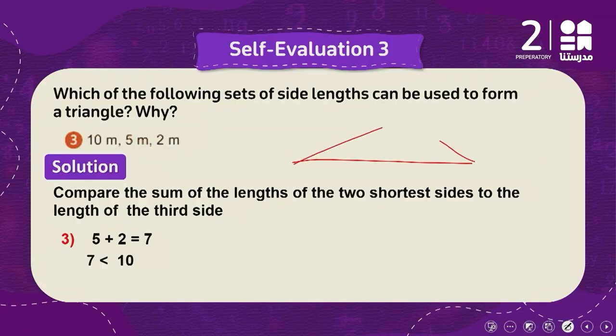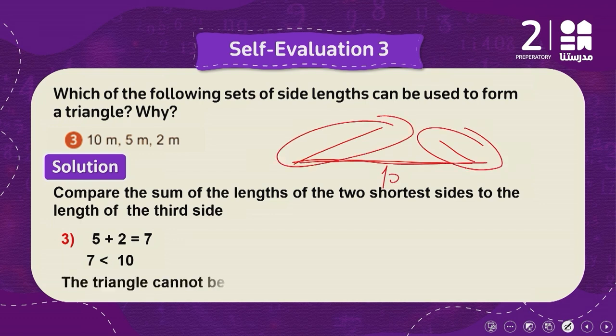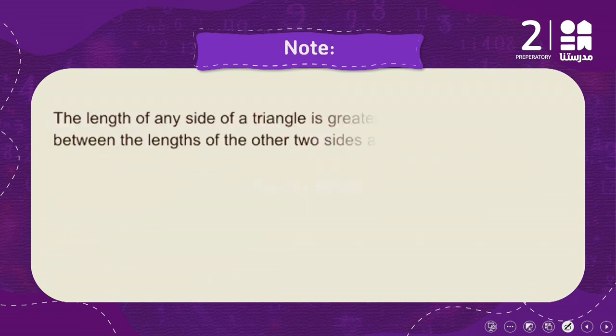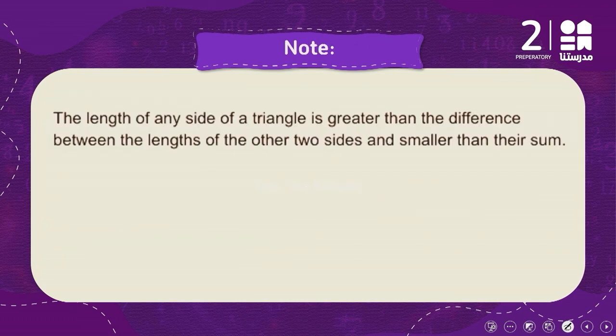If you draw 2, it will be like this one. You can't close a triangle because we have 10 here, which is very tall compared to the sum of these two. So you can't draw any triangle using these three sides or three lines. The length of any side of a triangle is greater than the difference between the lengths of the other two sides and smaller than their sum.